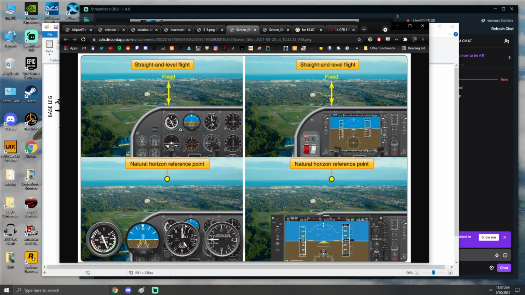So another good example, another exercise that you can do, whether you're a student or a CFI, have the student or your friend or whoever it may be take their feet off the rudder pedals. Tell them to just keep the wings level, right? And you can mash the rudder pedal left or right, and they're automatically going to keep the wings level.